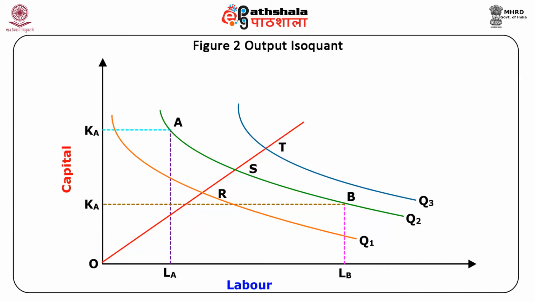Labor to capital ratio is higher at point B than point A, while at point A, capital to labor ratio is greater than point B. Thus, production at point A is considered to be more capital intensive and production at B is considered as more labor intensive.